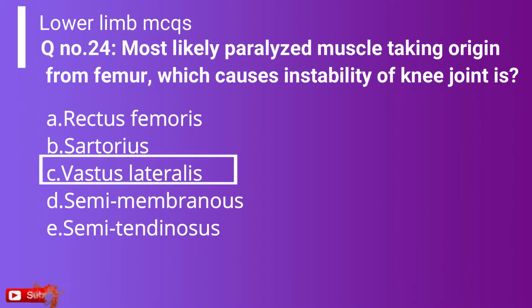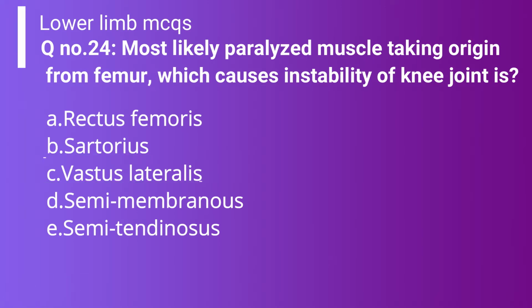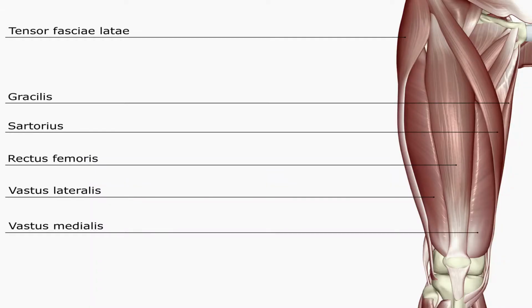So the correct answer in this scenario is option C, vastus lateralis. Its origin is from the intertrochanteric line plus linea aspera of femur, and its insertion is tibial tuberosity, and its function is to extend the tibia.